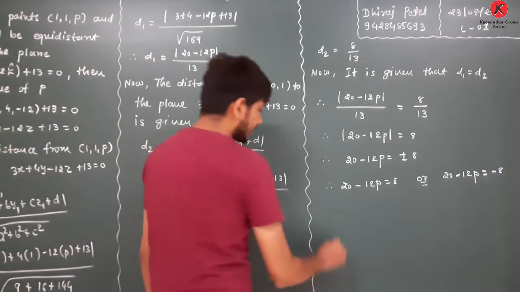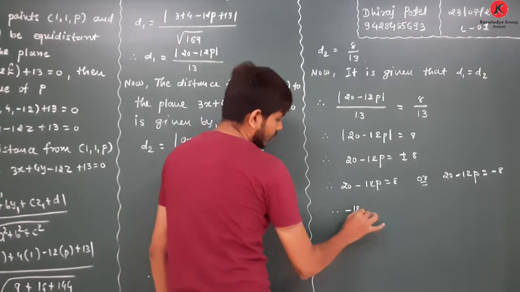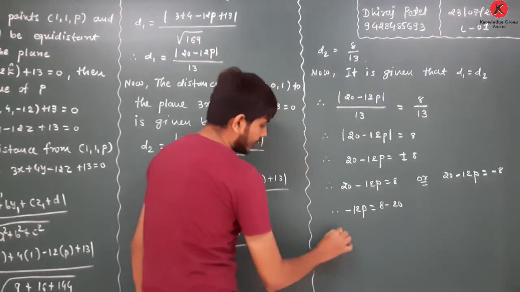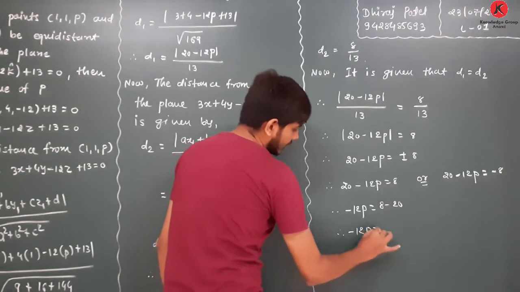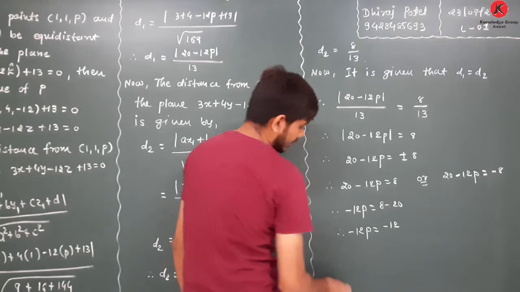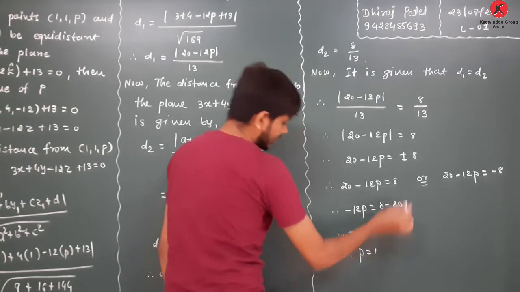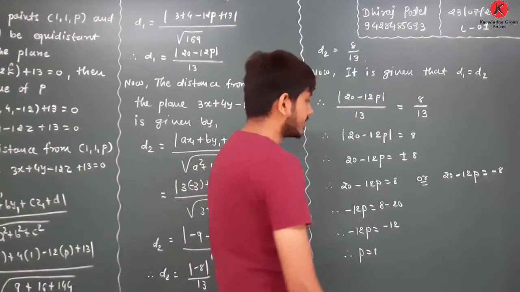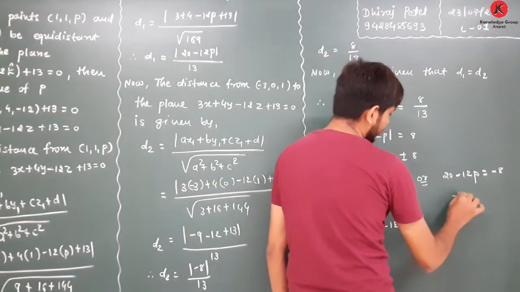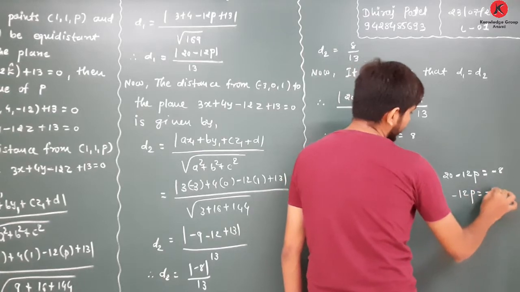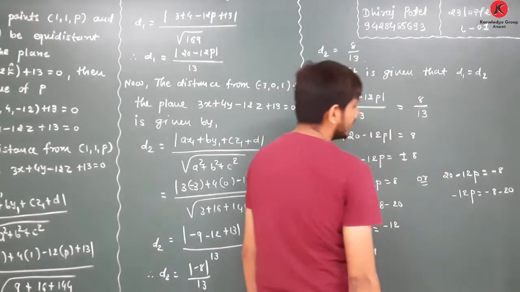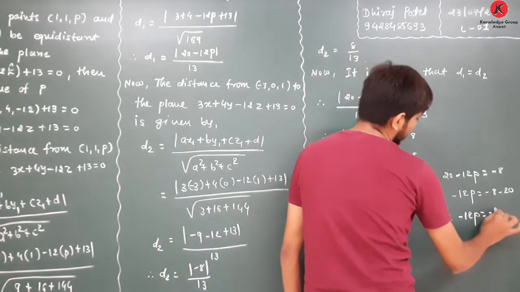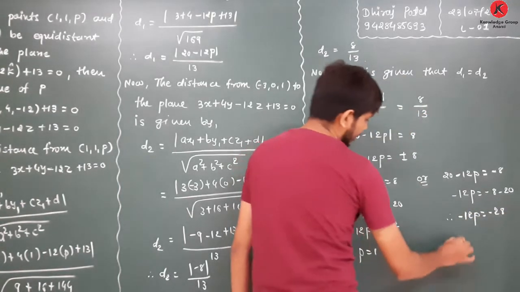Now simplify this. We are getting minus 12p equals 8 minus 20 on the right hand side. We are getting minus 12p equals minus 12. Minus 12 will get cancelled on both sides. Therefore p equals 1 from this. And by solving the other, minus 12p equals minus 8 minus 20. Minus 8 minus 20 equals minus 28. Minus will get cancelled out.